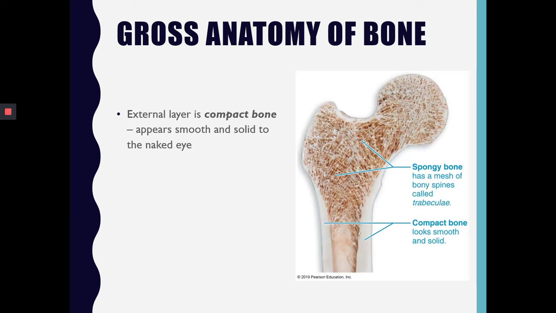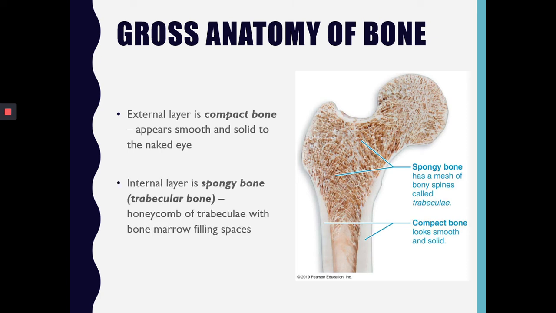Now, when we start to look at a bone more closely, we begin to see that the external outer layer is what we call compact bone. And again, it appears smooth and solid to the naked eye. If we take a look at our image here, we can see the compact bone on the outer edge region here. And typically when we look at bone, especially from an external perspective, we're really seeing that compact bone. That's really the typical idea of what we think of when we think of bone tissue.